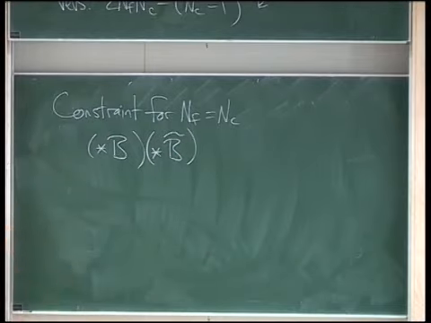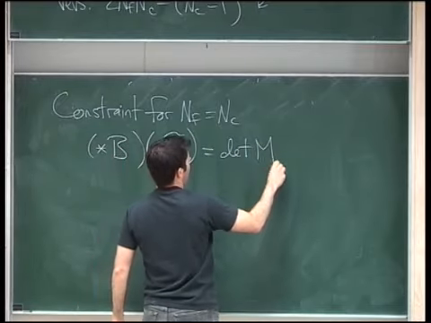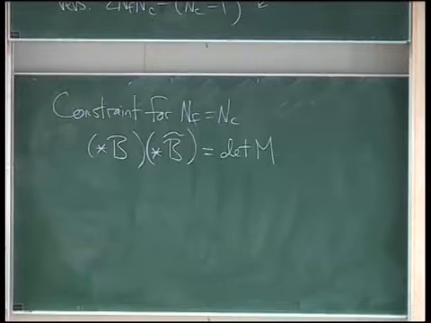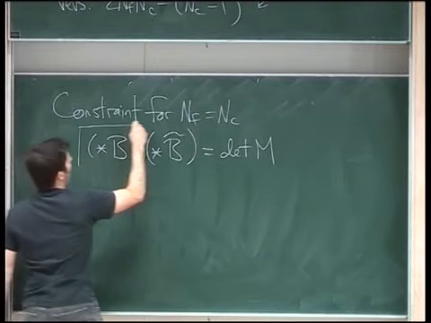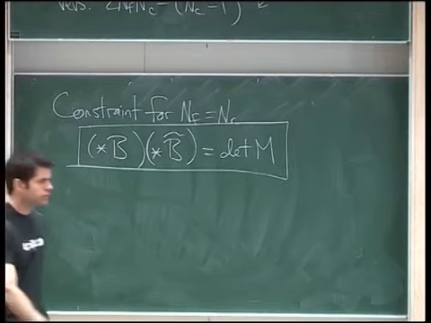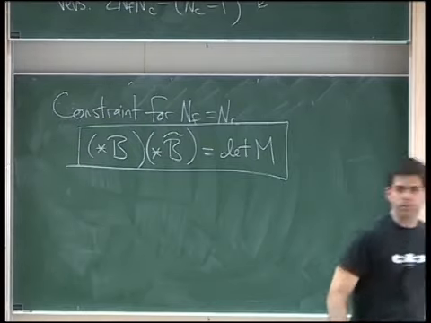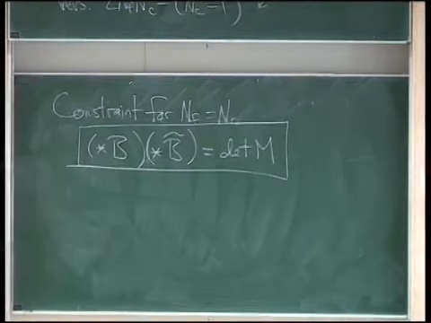Star B times star B tilde equals the determinant of my meson. Okay. Great. So that's the deal for NF equals NC.